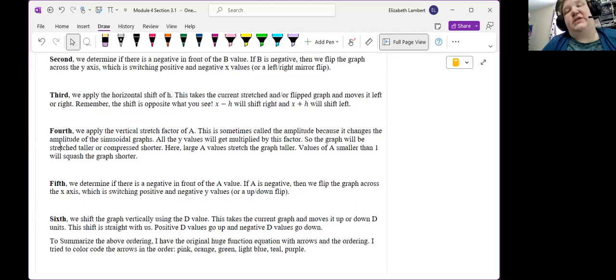And then the last one is checking for a vertical shift up or down. So if we try these out of order, it can mess with our head, like where the different things are supposed to occur, when they occur.